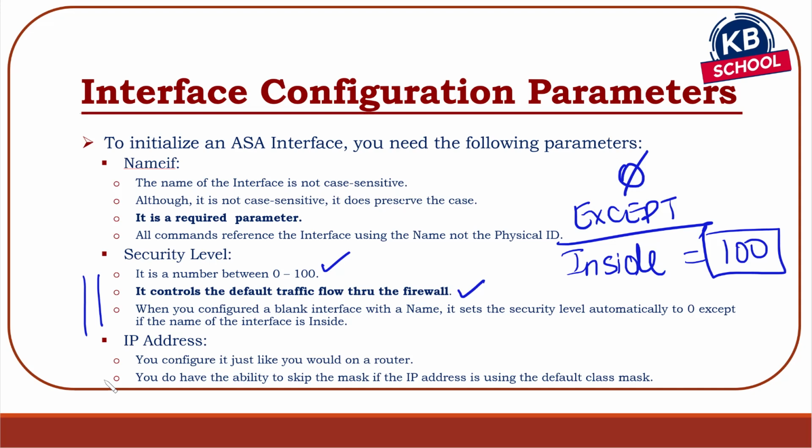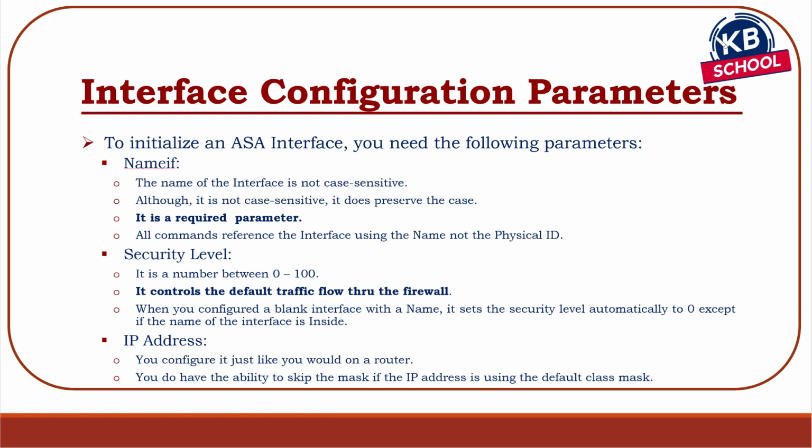it's allowed or not. When you configure an interface with a name, that is this guy, it sets a security level to 0, except for when you use the word inside. So the only one that it sets it to 100 is the word inside, and it doesn't matter what case: inside, outside, in uppercase, lowercase, or mixed case, doesn't matter. So again, to recap, what are the 3 parameters required on an interface? IP address, security level, and name if, besides the no shut.